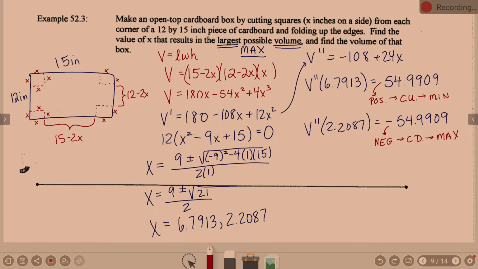So what's our final answer? It wants the value of x and the volume, right? So we're going to use what x value? 2.2087. Yeah, so I'm going to evaluate the volume at 2.2087, and we're going to find what that lovely value is. And that's your answer.